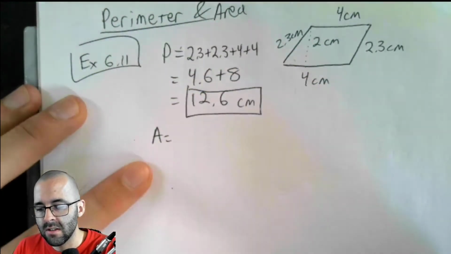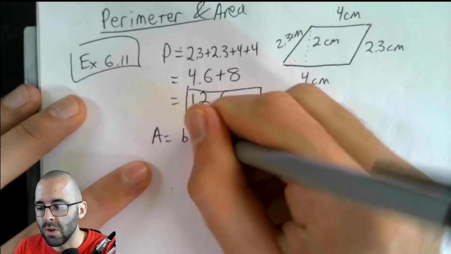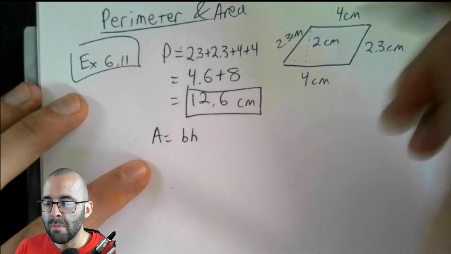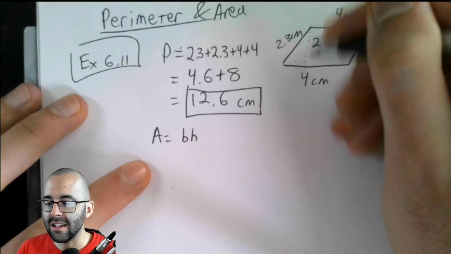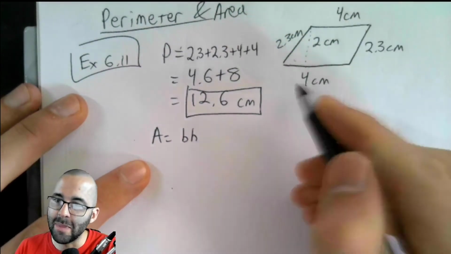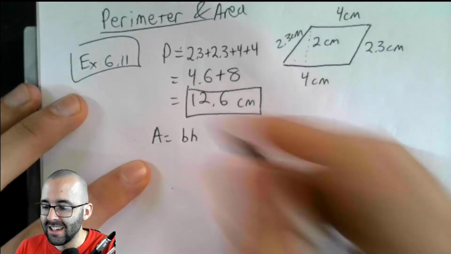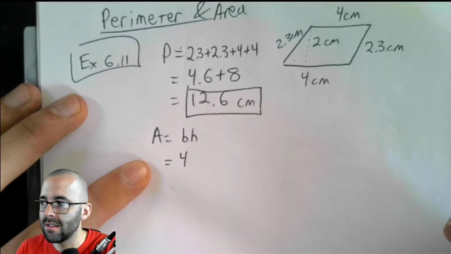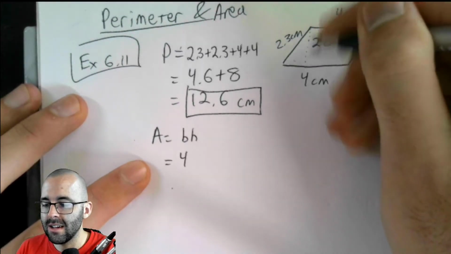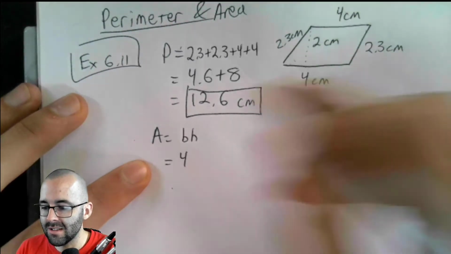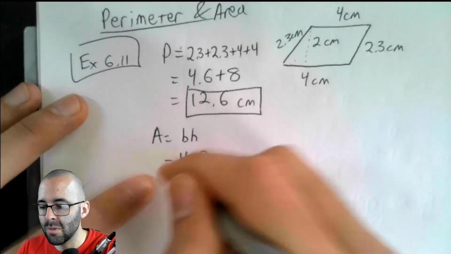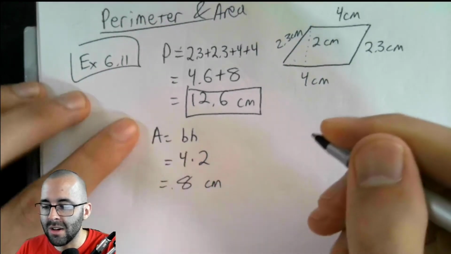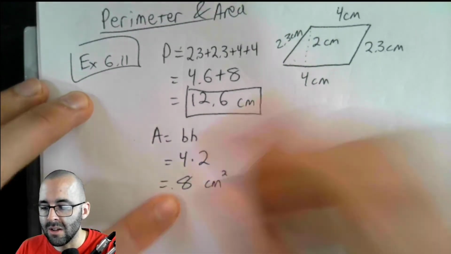And for the area, we were told in the notes that the area is the base times the height. The base is the base. The base is the bottom. So the base is that 4 centimeters. And the height is this vertical distance right here, 2 centimeters. So multiply them together and you get 8. And the units are still in centimeters, but now it's an area, so it'll be centimeters squared.